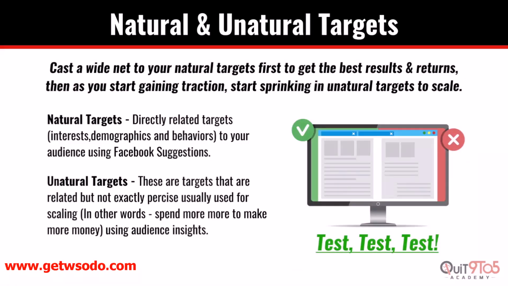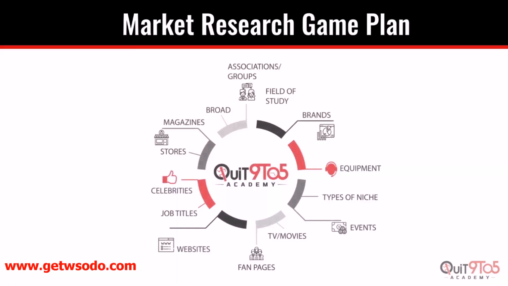Now, what are natural and unnatural targets? Natural targets are directly related targets to your audience using Facebook suggestions. So that would be interests, demographics, and behaviors. Unnatural targets are targets that are related but are not exactly precise and are usually used for scaling, and they're found in Audience Insights. In this lesson, we're going to give you a market research game plan sheet.